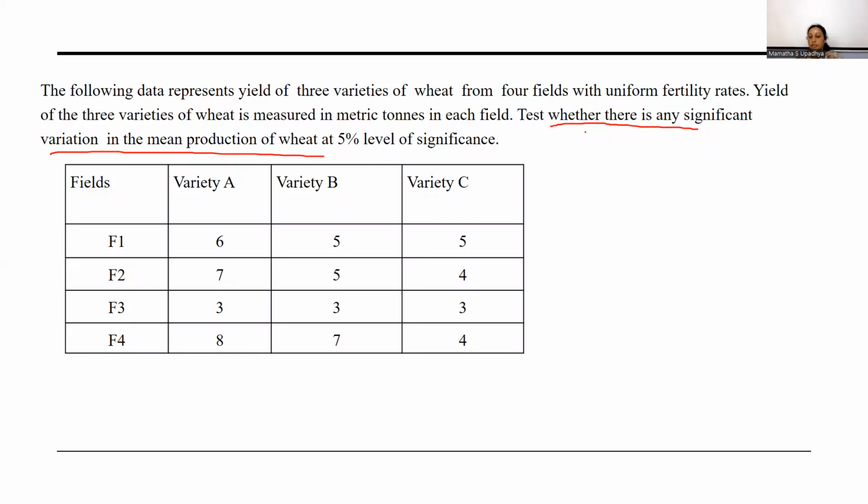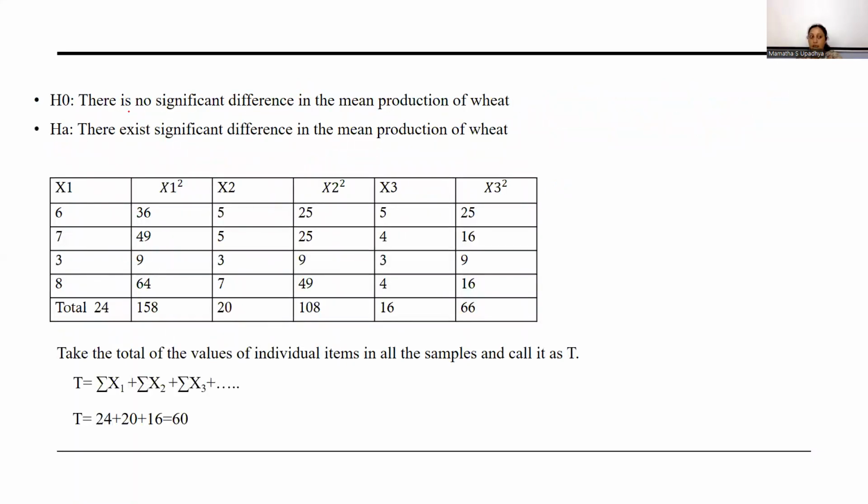Now, let us check whether there is any significant variation in the mean production of wheat. Let us take the level of significance as 5%. Before starting the procedure of one-way ANOVA, we need to specify the null hypothesis and the alternative hypothesis. The null hypothesis for this problem can be assumed as there is no significant difference in the mean production of wheat. If the null hypothesis is false, we need to accept the alternative hypothesis. Let us consider the alternative hypothesis as there exists significant difference in the mean production of wheat.